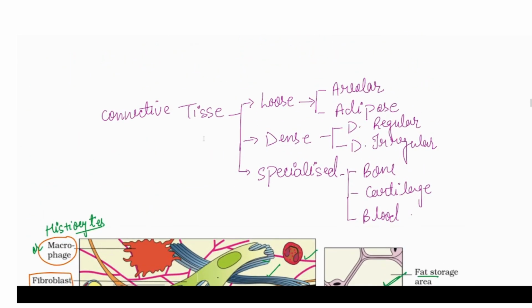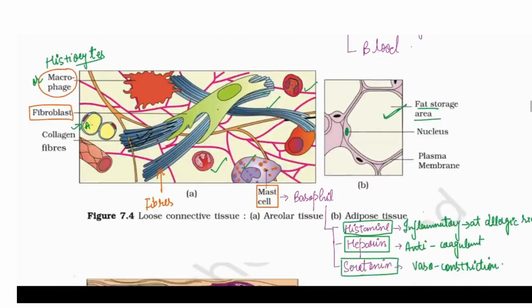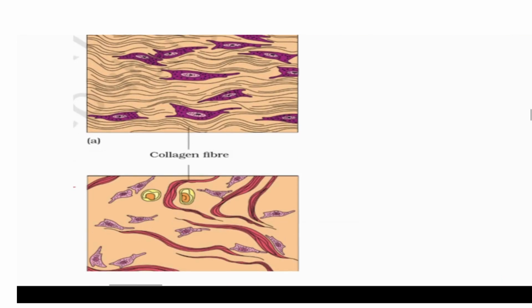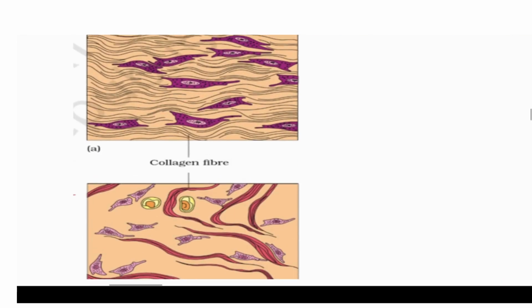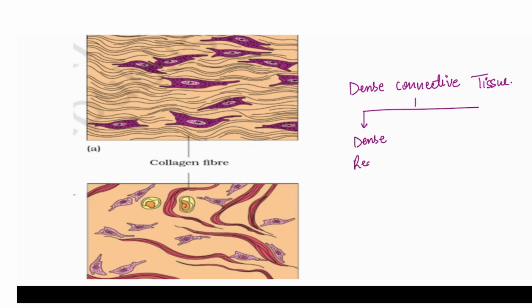Like here, loose connective tissue we have seen already, so this is completed. Like areolar we have covered, adipose we have covered. Now let us see another term, that is the dense connective tissue. In the dense connective tissue we have seen two subdivisions, that is the dense regular and the dense irregular.